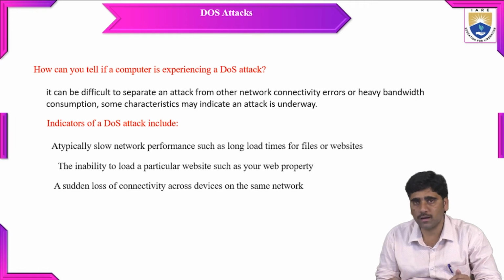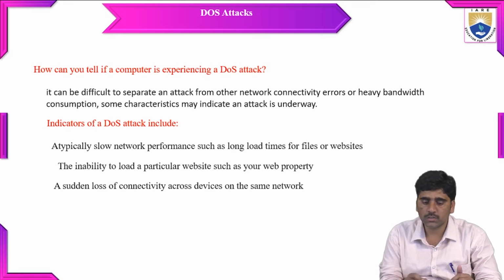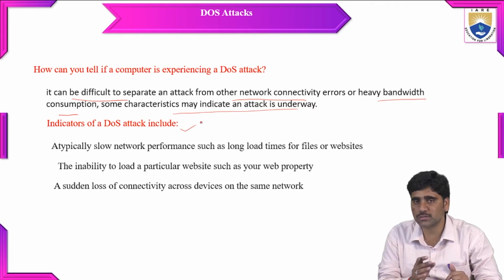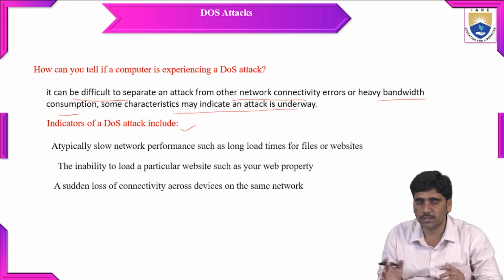So how can you tell if a computer is experiencing a DoS attack? How can we say that a DoS attack is happening in the system? It can be difficult to separate an attack from other network connectivity errors or heavy bandwidth consumption. So it is somewhat difficult to find whether network connectivity issues are related to errors or to attacks. Some characteristics may indicate an attack is underway.